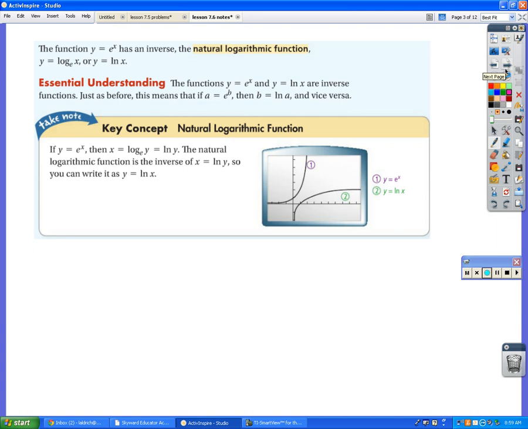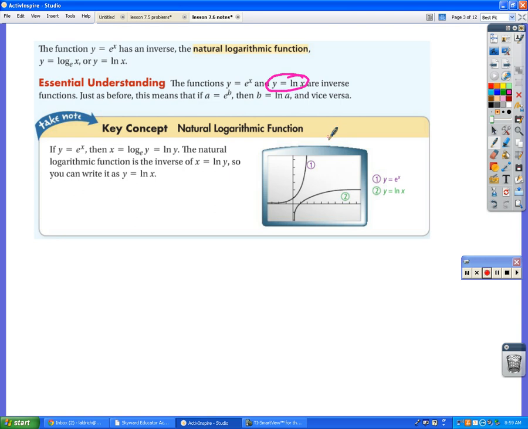So if you take y equals e to the x and you want to find the inverse, you switch those around and make it x equals e to the y, and then that gives you this function here, y equals the natural log of x. This is the graph of natural log of x. This is the graph of its inverse, y equals e to the x.